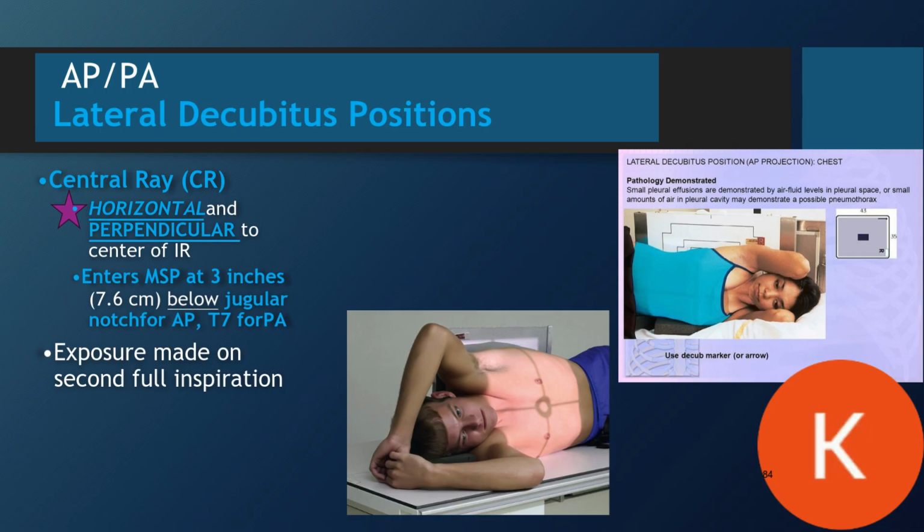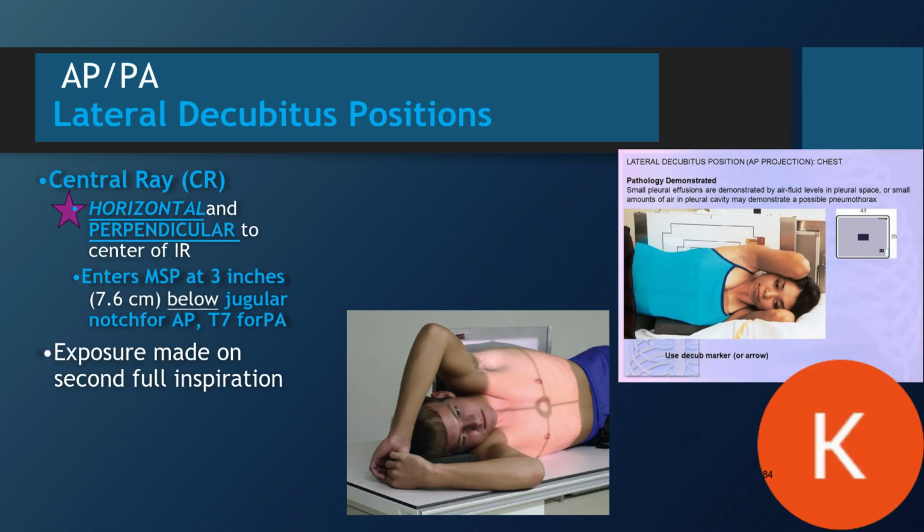For a lateral decubitus position, the central ray is horizontal and perpendicular to the center of the image receptor. It enters at the mid-sagittal plane or MSP at 3 inches or 7.6 centimeters below the jugular notch for an AP, and T7 for a PA. So very important to remember that. For an AP, it's below the jugular notch, and T7 is for a PA projection. Exposures are made on second full inspiration.